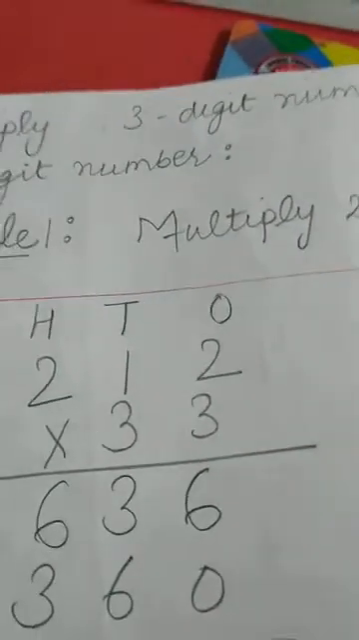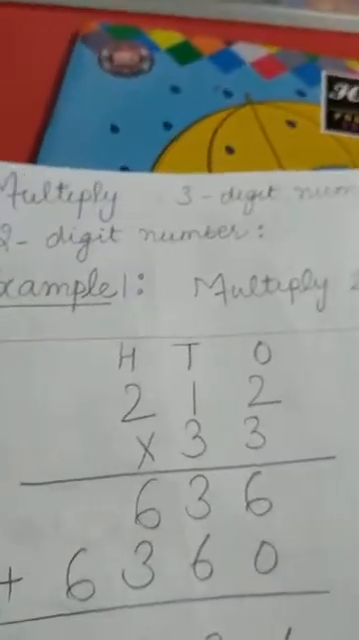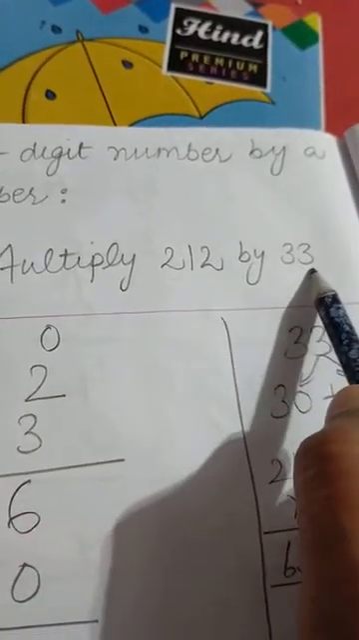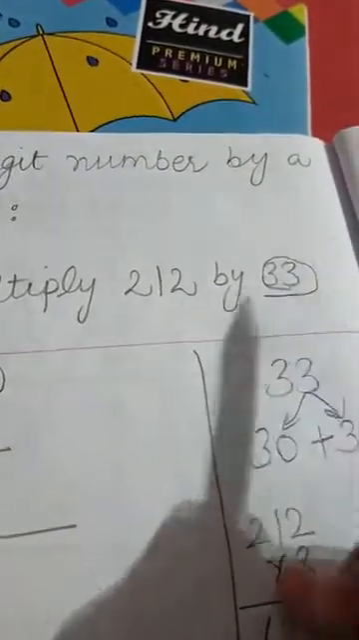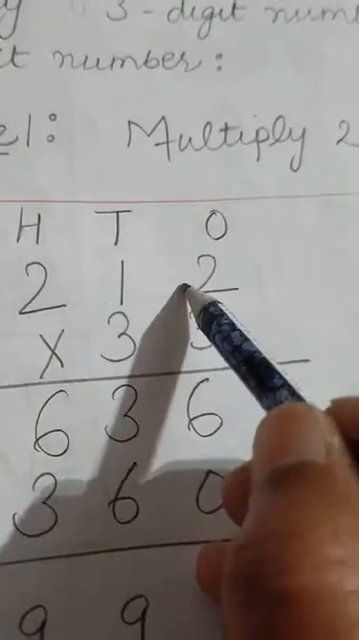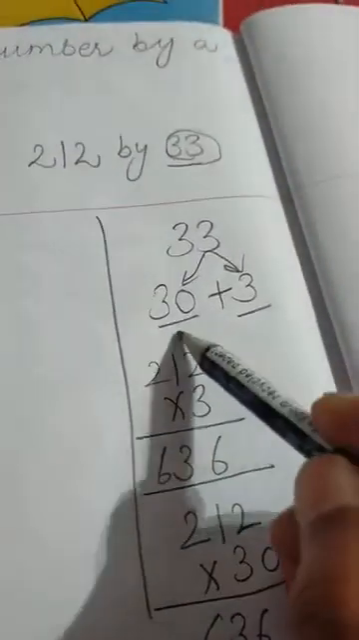Now see how to multiply a 3-digit number by a 2-digit number. This you can understand with the help of an example. 212 multiplied by 33. Firstly we will write 33 in expanded form. What will you get? 30 plus 3. Then 212 firstly will be multiplied by 3, then 212 will be multiplied by 30.